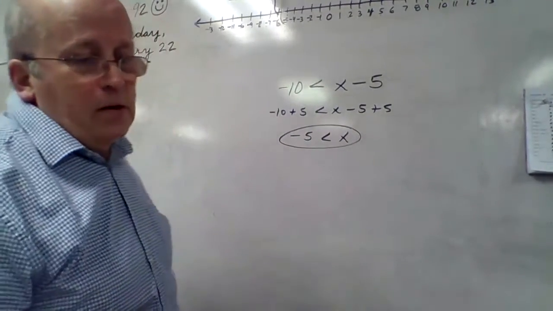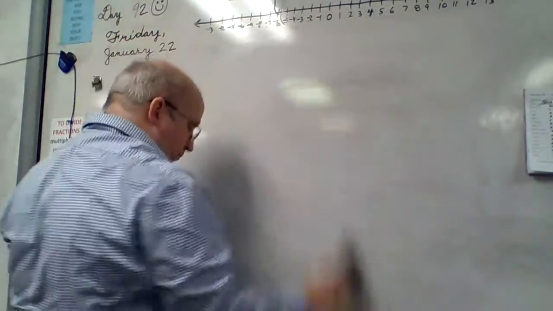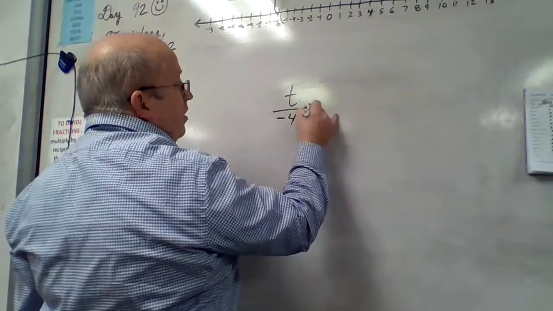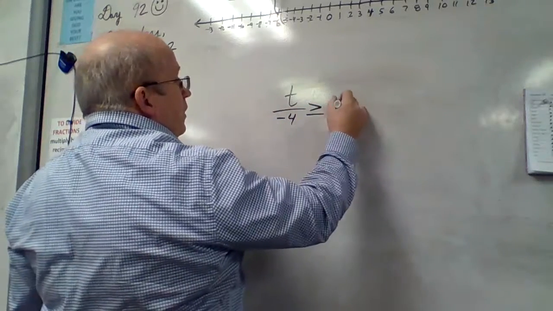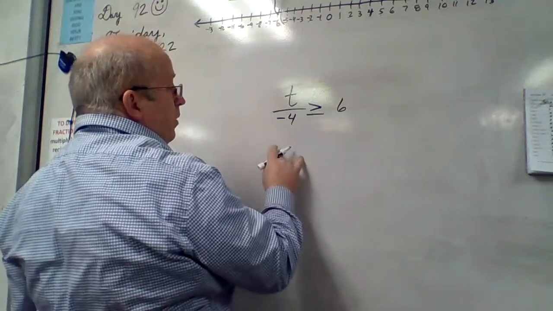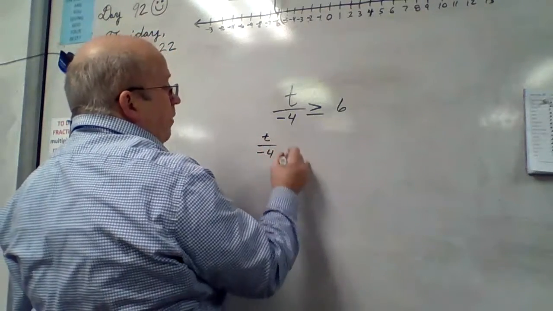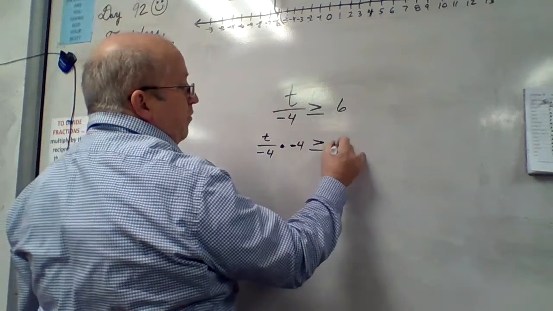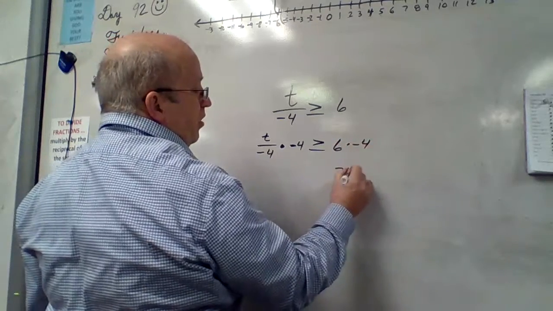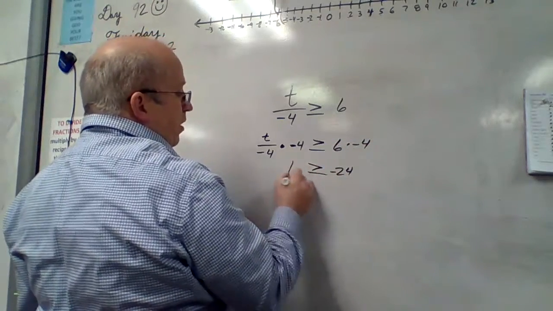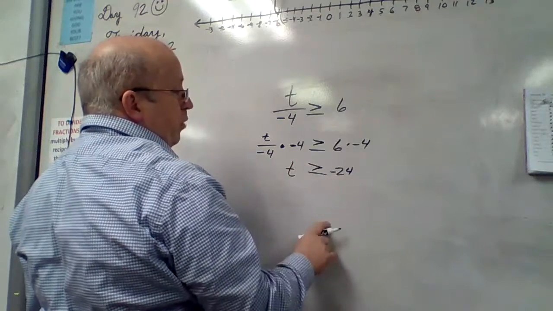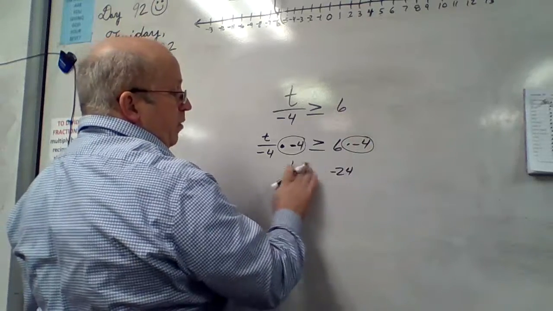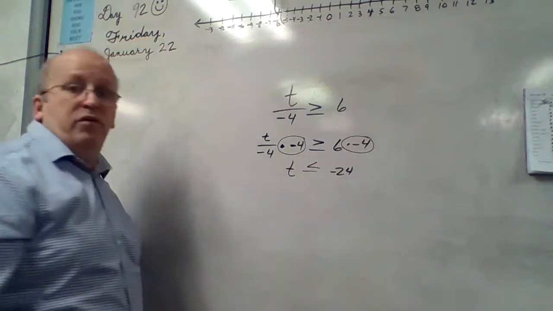How about something like, say, this problem? What if I have t divided by negative 4 is greater than or equals, how about positive 6? Well, in order to get t by itself, I'm going to have to do the opposite of dividing by negative 4, which is multiplying by negative 4. And I'm going to do it to both sides of the equation. And when I do that, I get t being greater than or equals negative 24. But wait a minute. I multiplied both sides of the equation by a negative number. This is one of those cases where I have to flip the sign.